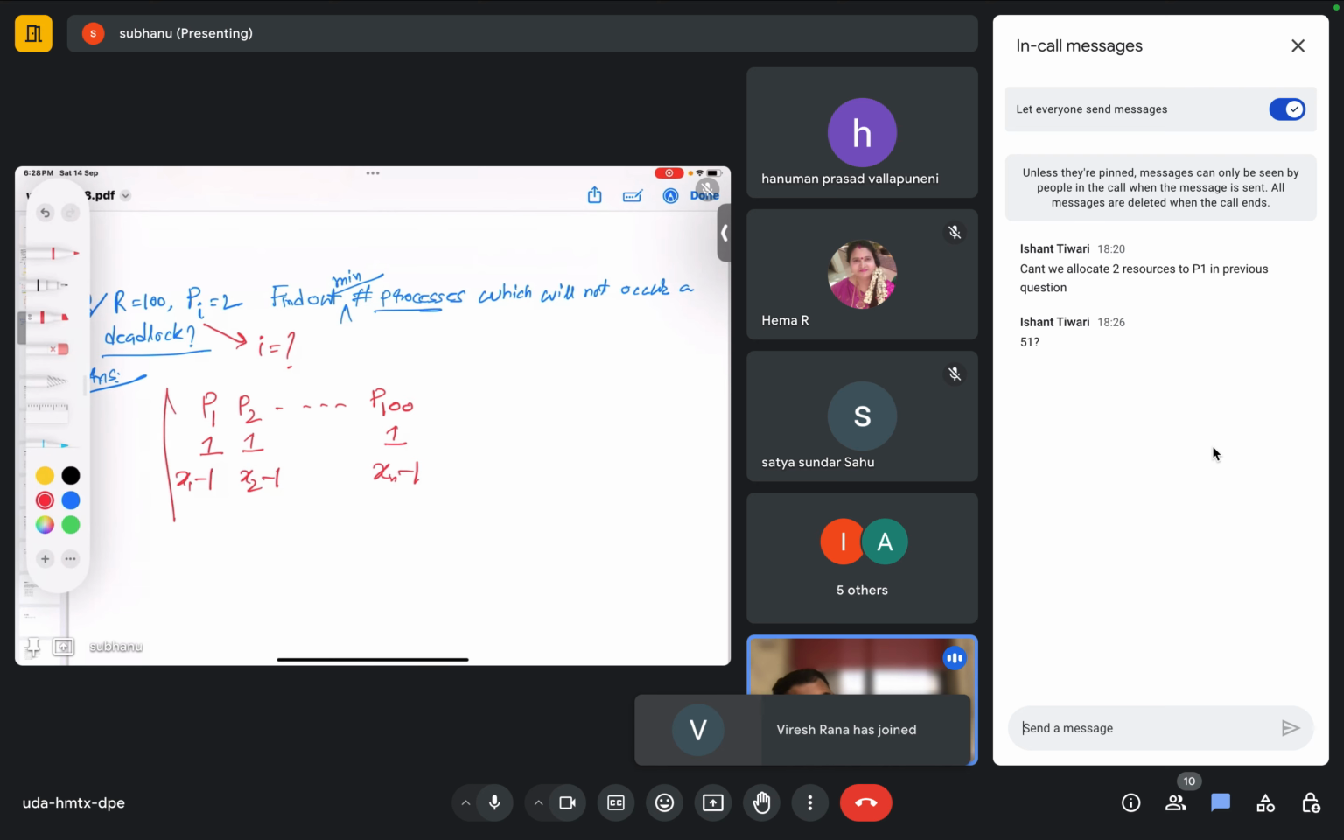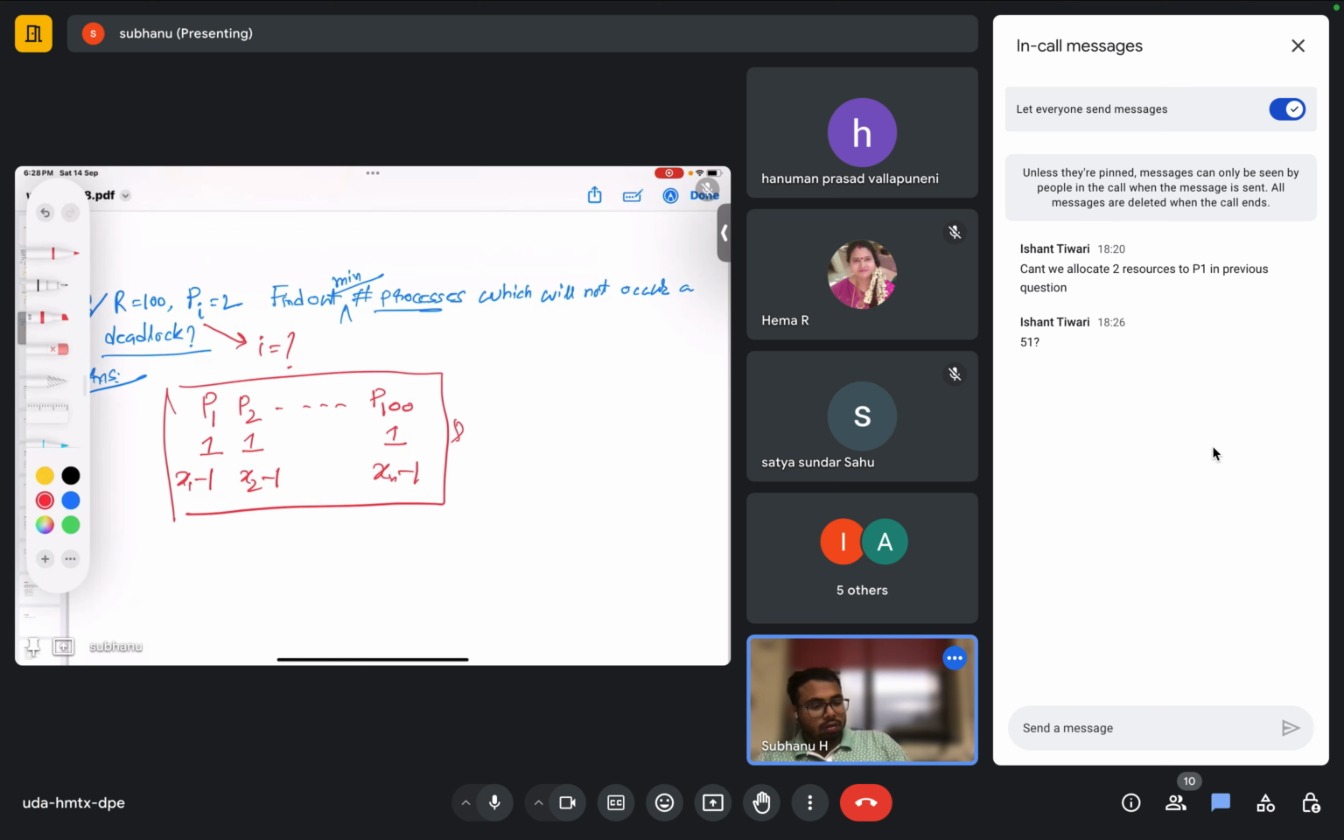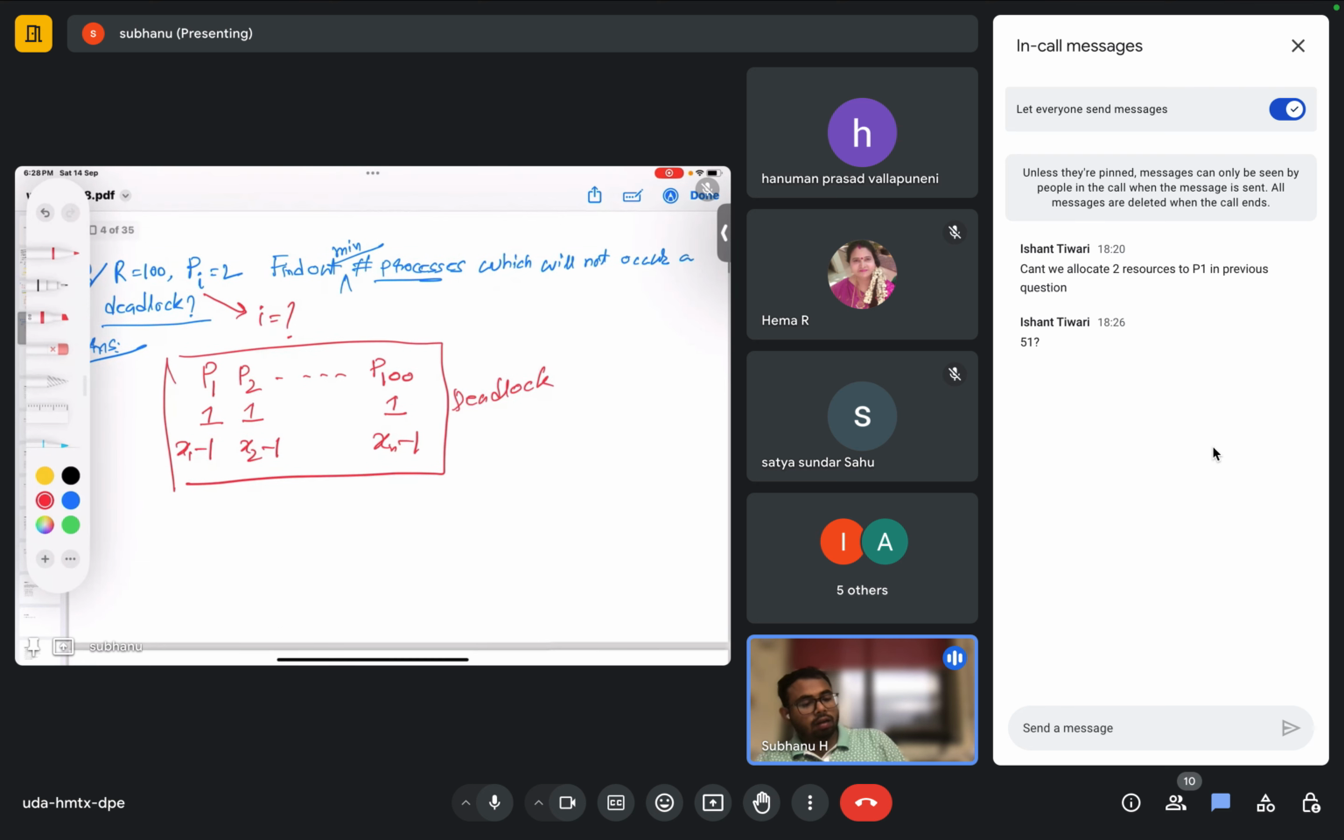Now in this scenario, there will be a deadlock. But if you remove one process, that means P100, and you have one resource extra, you can give this one resource to P99, it can execute, and its resources will be freed. Then P98 can execute, P97, P96, and everyone can execute. So the answer is 99.